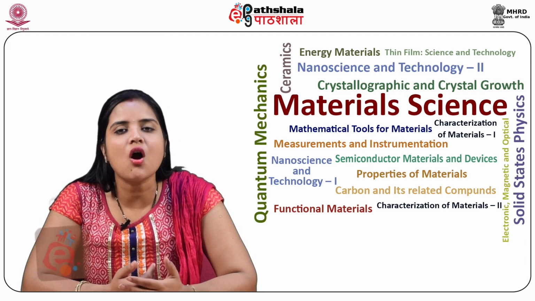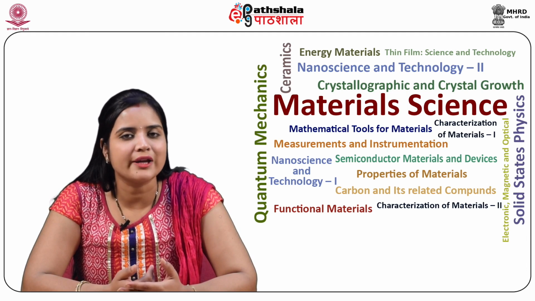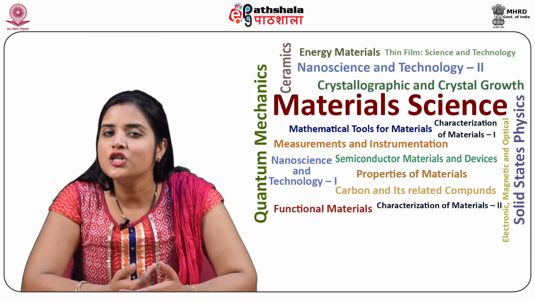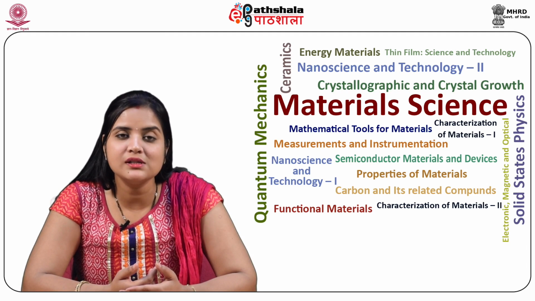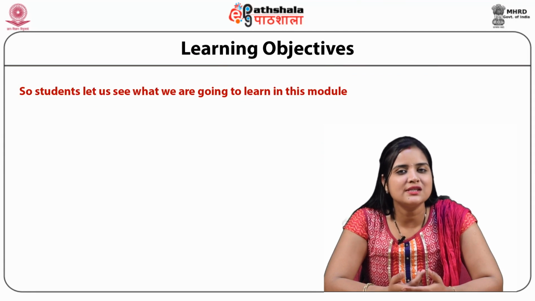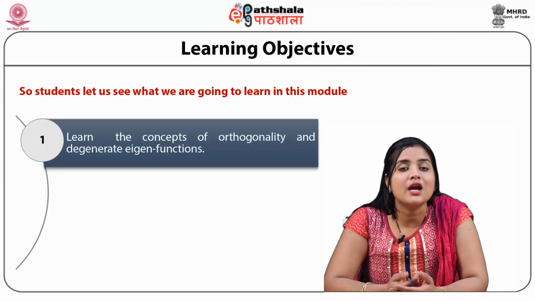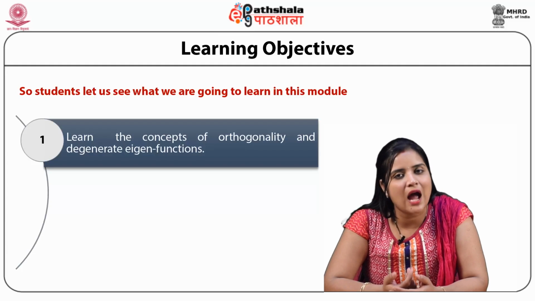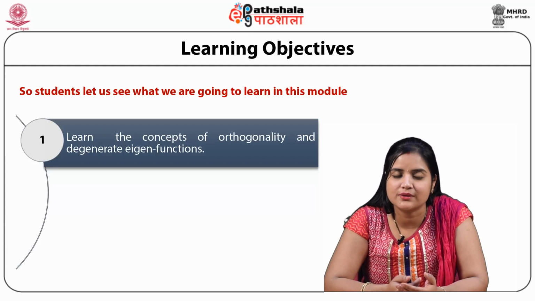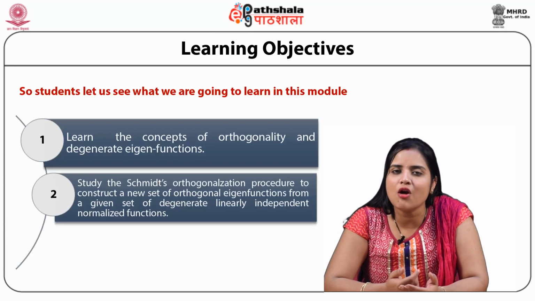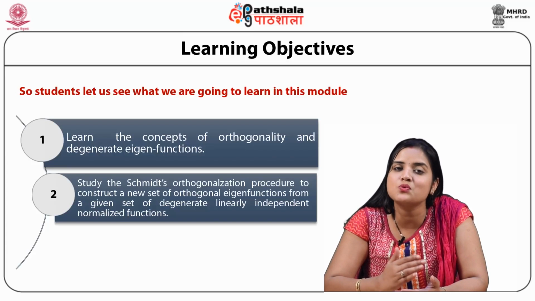Today we are going to talk on the module Expansion in Eigenfunctions, Orthonormality, Degeneracy and Commuting Observables under the paper Quantum Mechanics. So students, let us see what we are going to learn in this module. In this module, we'll get to learn the concepts of orthogonality and degenerate eigenfunctions. We will study the Schmidt's orthogonalization procedure to construct a new set of orthogonal eigenfunctions from a given set of degenerate linearly independent normalized functions.